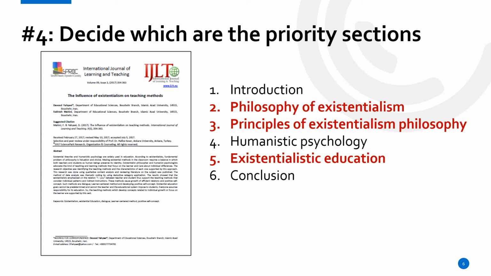Now, tip number 4, decide which are the priority sections. So once you have identified what are the sections in the paper, now you can start looking through which section is important. This is where the cheating happens. So for this paper, for example, I have found out that there are 6 sections, and I've discovered that section 2, section 3, and section 5 might help me with my assignment. That is to explain existentialism to my friends.